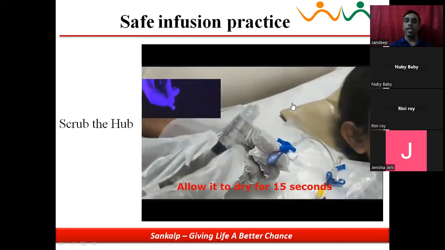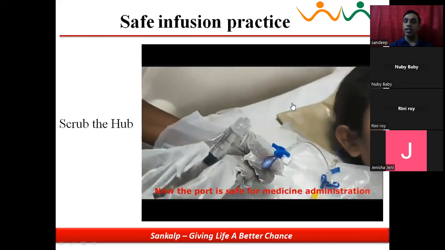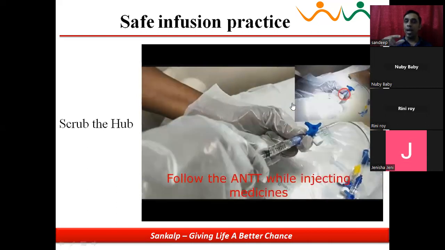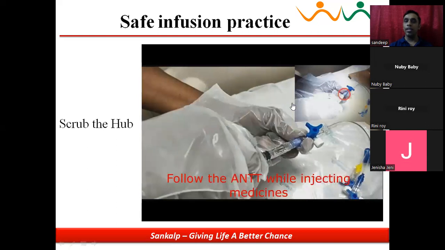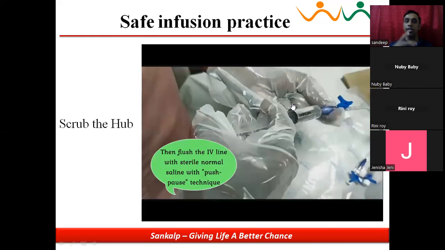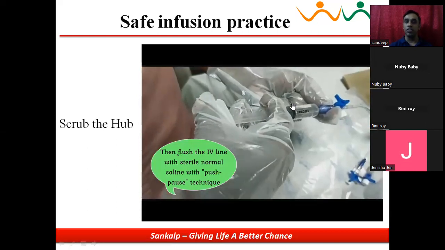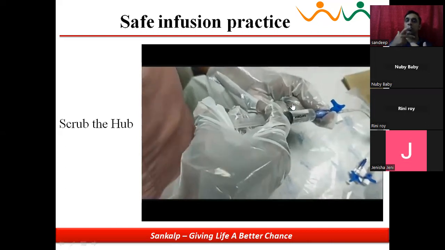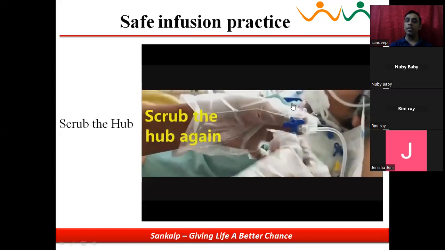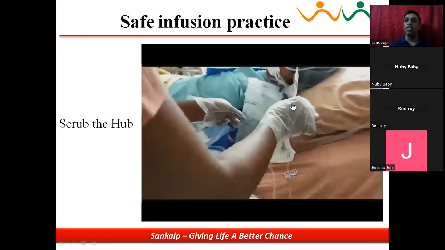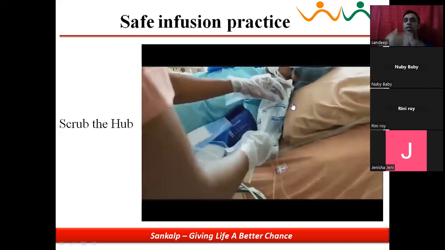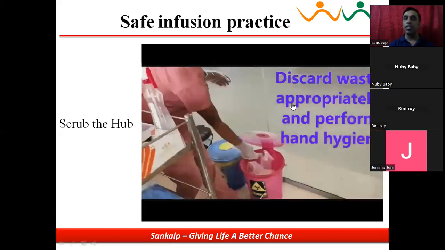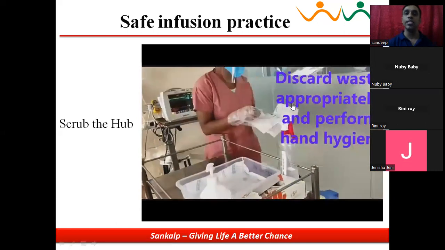After that, when we are connecting, we are not supposed to touch that area. Maintain a small gap between, give the medication, and while pushing, we have to push gently, not forcefully. This is the push pause technique we have to use. We are not supposed to push directly. After giving the medication, again clean that area with a new spirit swab, close, wrap, and keep. So this is the very important part of maintaining central lines.